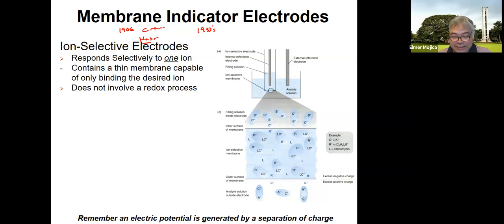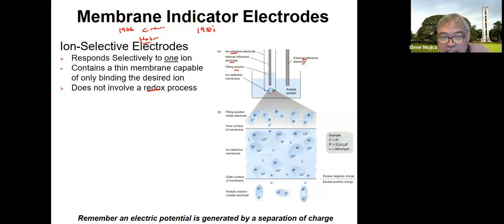So the ISE responds only to one ion. It contains a thin membrane capable of binding only the desired ion. There is no redox process here. This is preferential binding of the ion in the given material. An ion selective electrode has an internal reference electrode, some filling solution, and then an external reference electrode, and you dip both of them in the analyte.